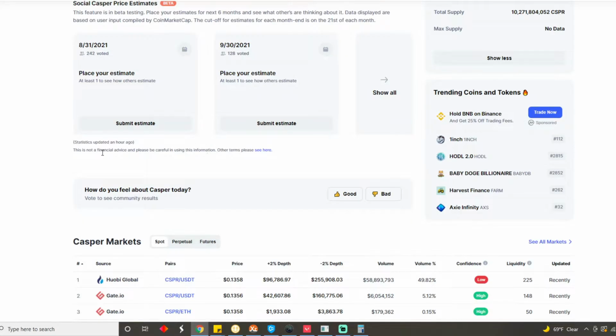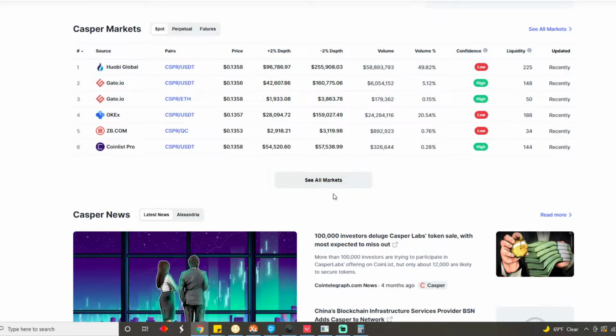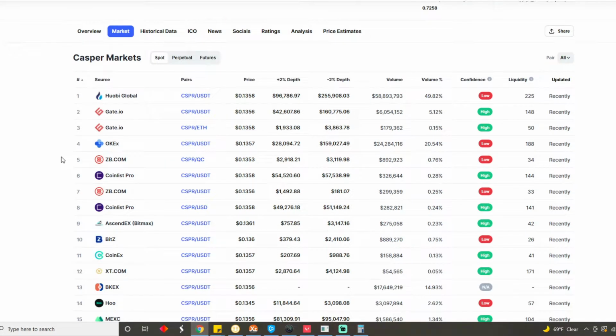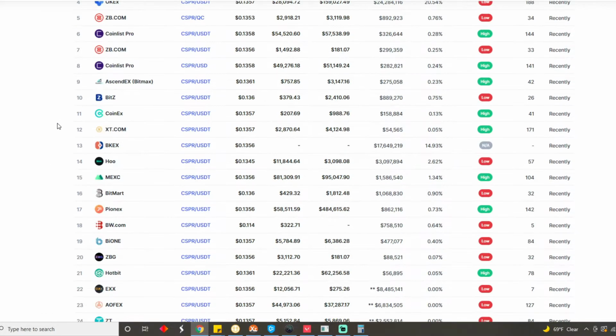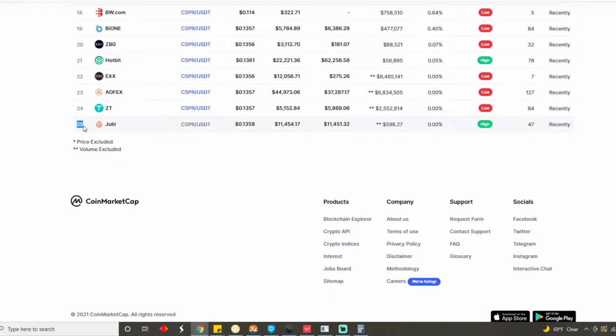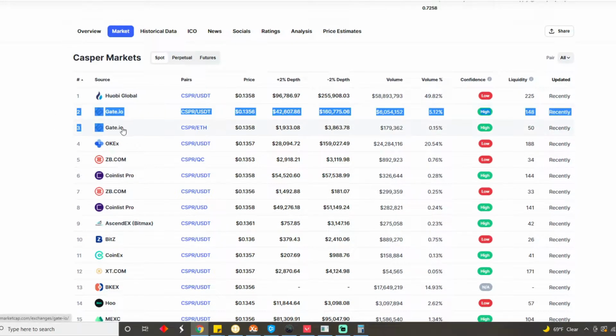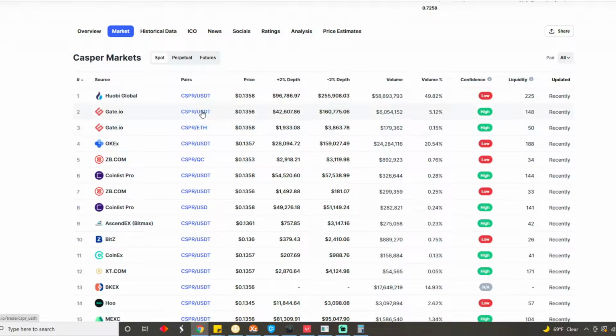Okay, and you can find the project right here. See all markets where you can find the project. You cannot find it on Binance, you cannot find it on crypto.com, you cannot find it on CoinList, you cannot find it on Coinbase. The only exchanges you can find it on, it's 25 exchanges. I mean, not 25 exchanges because there are doubles. I mean, it's the pair, it's different.